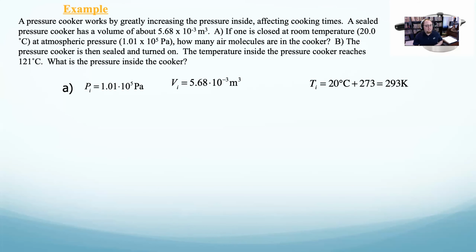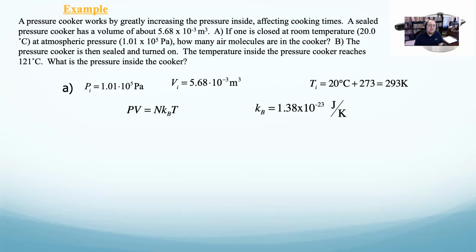Now, in ideal gas law, you always need to work in Kelvin. If you're not working in Kelvin, it's not going to work out. And so I have to convert Celsius to Kelvin. I do that by adding 293. And what I know is the pressure of a gas times the volume of a gas is nkT, where k is that constant. See, I can use this to find how many air molecules are in that pressure cooker.